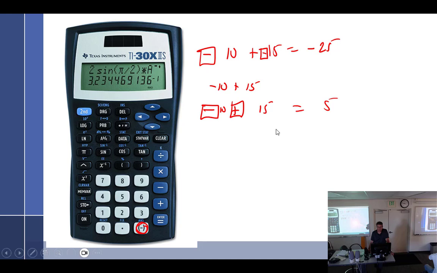Of course, subtracting is nearly the same thing. So if I had 10 minus a negative 15, what is that? Now, I kind of think of it like this. When I have a negative minus a negative, I take this little negative and move it right there, and that makes a plus. So that's really 10 plus 15, which equals 25. But, of course, you could use your calculator, 10 minus, and then the negative key, and you would get the same answer.